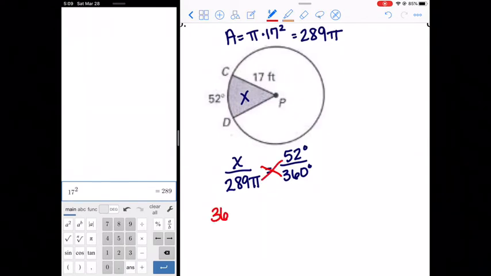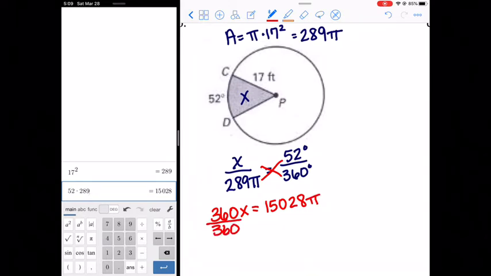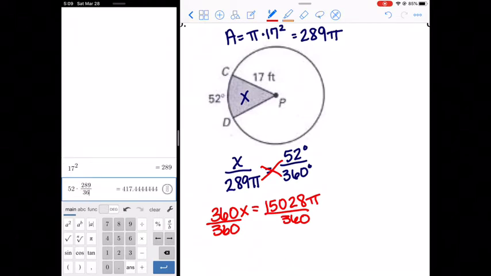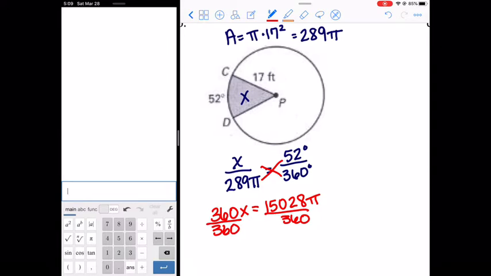So 360x, and then whenever I multiply over here, I'm going to do 52 times 289. That gives me 15,028, and there's a pi hanging out at the end. To get the value of x, I'm going to divide by 360. So I'm going to take this 15,028 and divide it by 360. Let me type that in again just to make sure it does it correctly. And it's given me a decimal, so let's turn that back into a fraction.